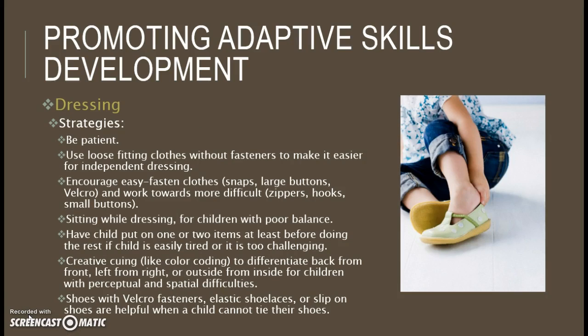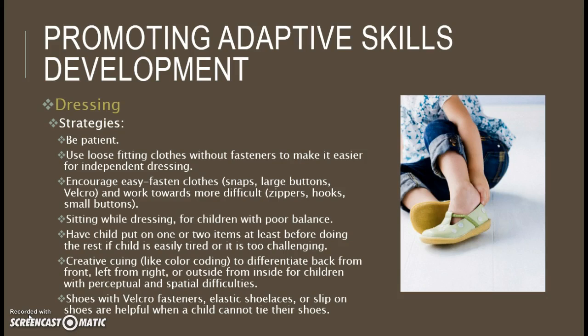Be patient. Use loose-fitting clothing without fasteners to make it easier for independent dressing. Encourage easy fasten clothing such as snaps, large buttons, and Velcro, and work towards more difficult such as zippers, hooks, and small buttons. Sitting while dressing can help children with poor balance. Also, having the child put on 1 or 2 items at least before doing the rest, if the child is easily tired or dressing is too challenging for them, can be a good step for busy mornings.